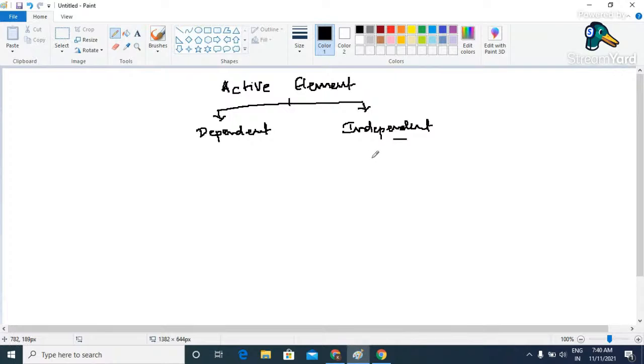For example, what we just discussed: ideal voltage source or practical voltage source. In the same way, ideal current source followed by practical current source. So these are examples of independent active elements. That means once we have decided that the value of that practical voltage source is say 100 volt, then it is going to be 100 volt. The value is not going to change due to a change in the performance of some other element connected in the same circuit. That means their values are independent of the performance of some other circuit element. That's why they are called independent.